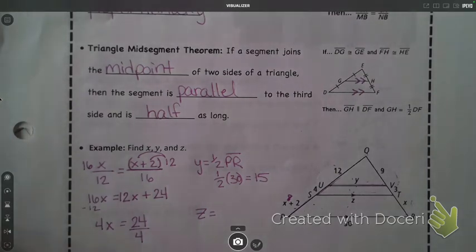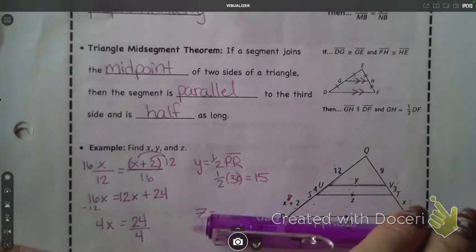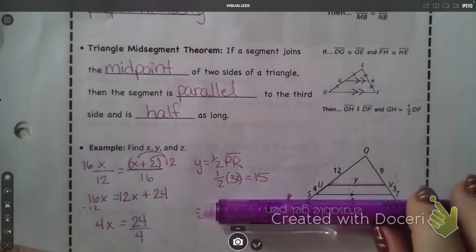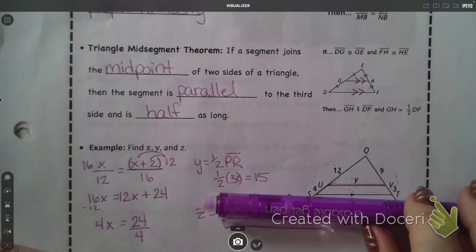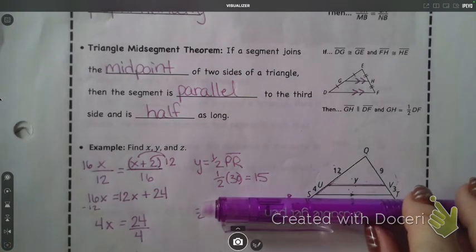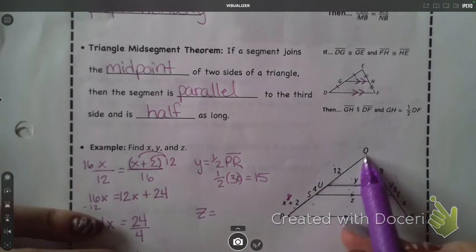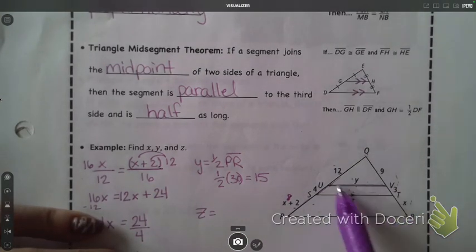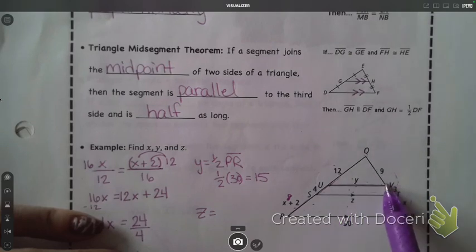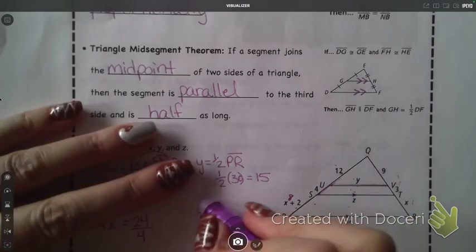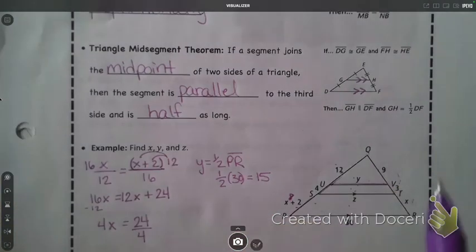Well, remember we try to use everything we're given? So what if I cover that up? Do I have enough information in those two triangles to find z? Possible. Okay, so if I look at z as the big triangle, yes? And y as the little triangle?